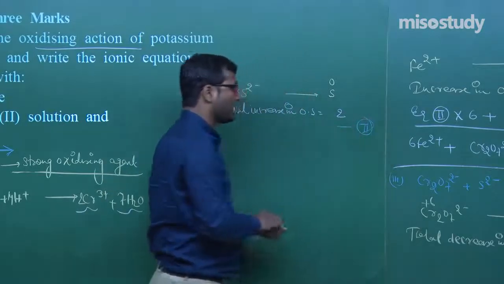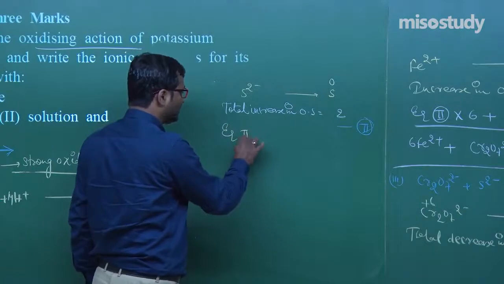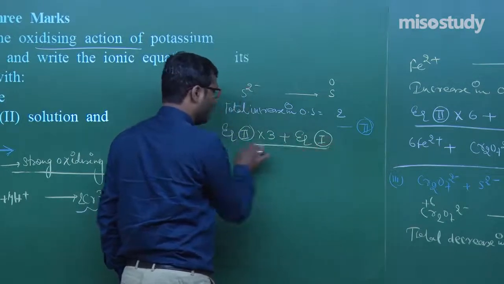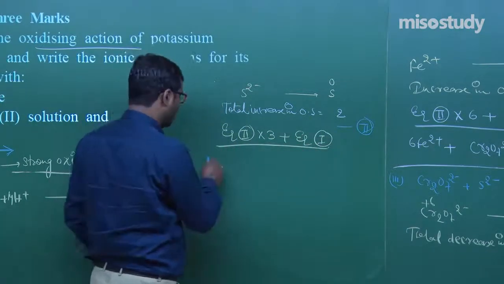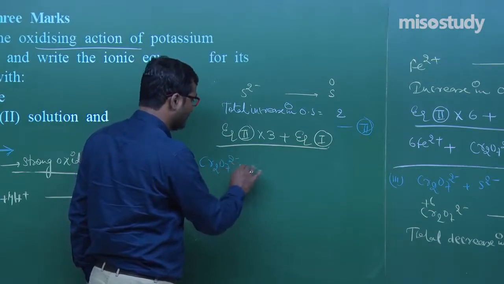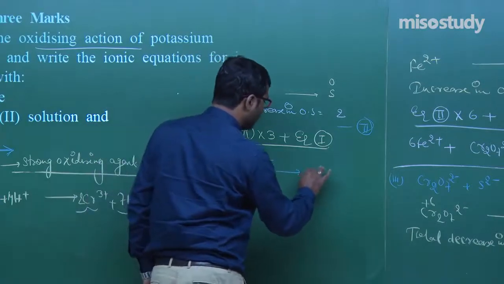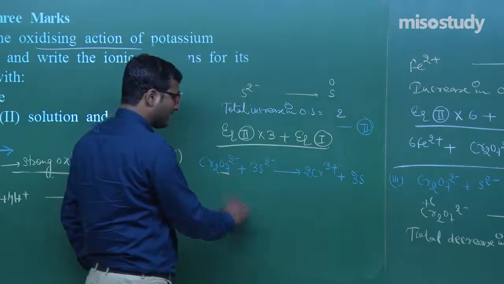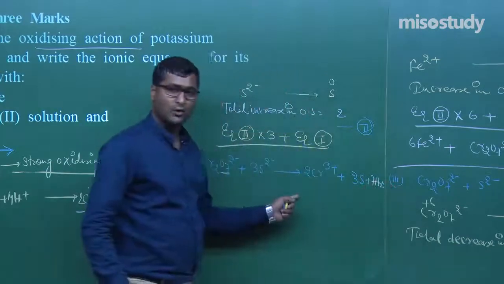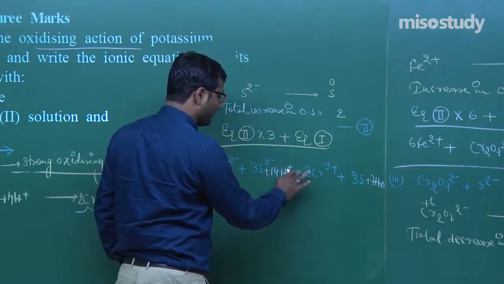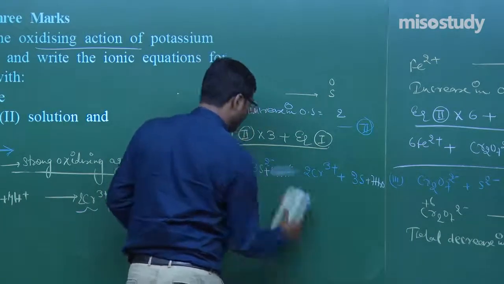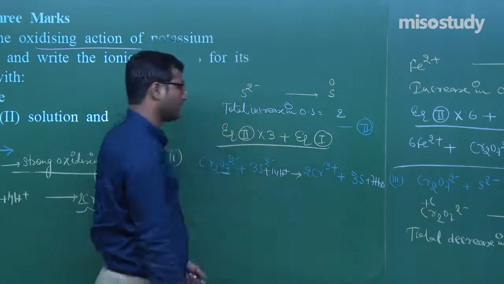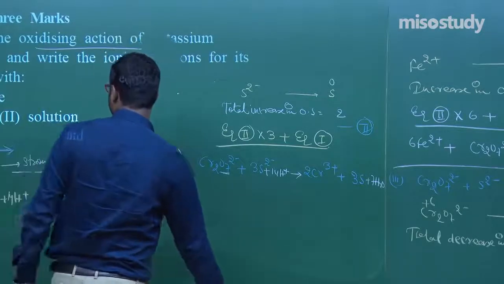Now what to do in this case? To balance we need total increase equal to total decrease. Equation 2 multiplied by 3 plus equation 1, that is Cr2O7 2- plus 3H2S gives you 2Cr3+ plus 3S. Clear? Now what to do? Here is 7 oxygens, put 7H2O here, and now we can put 14H+ here, that is plus 14H+ gives you 2Cr3+. Clear? This is the complete reaction related to this question.